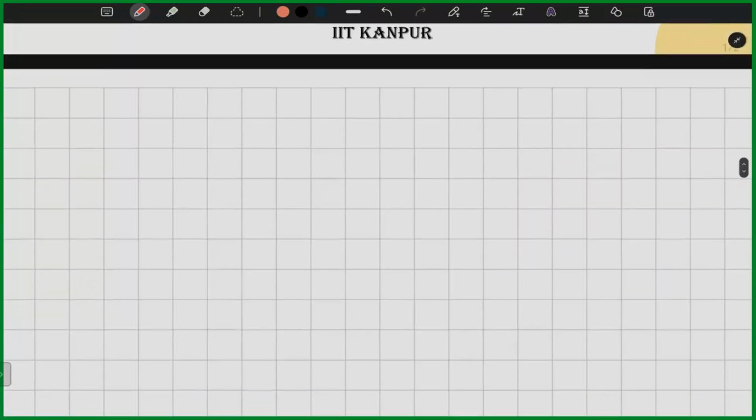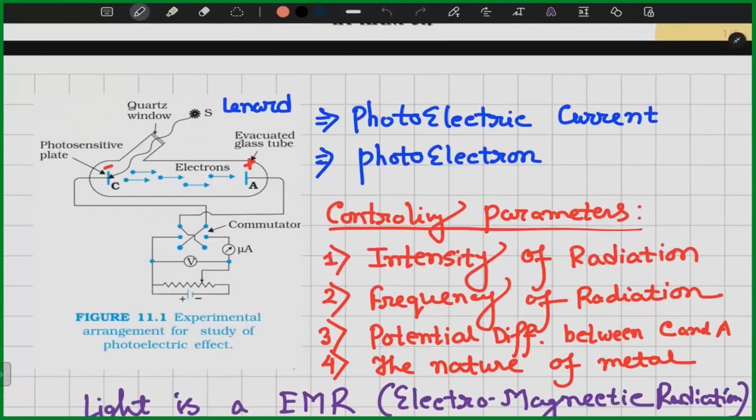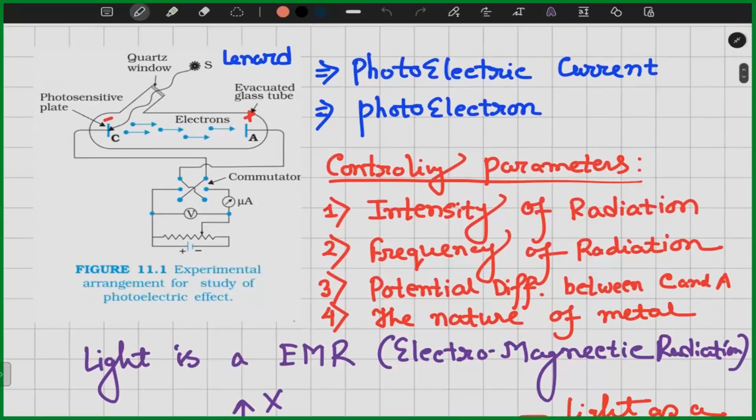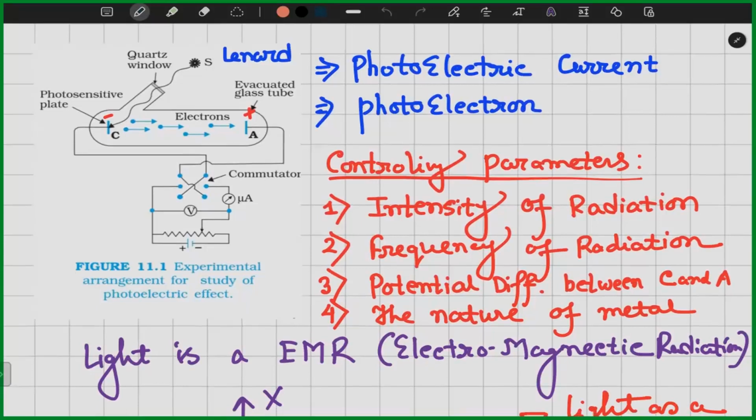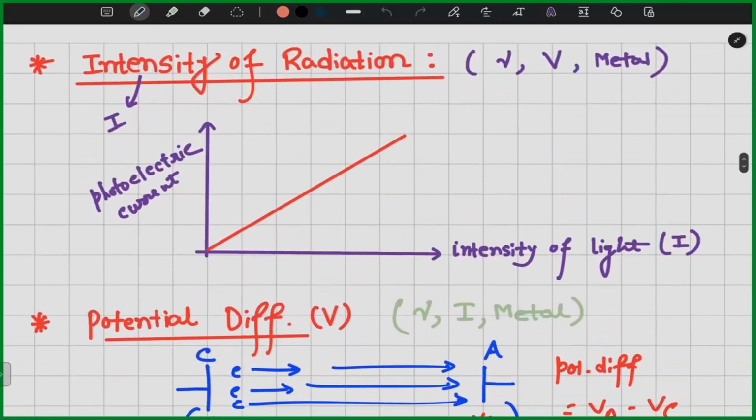So what was the observation we had? As we discussed yesterday, this was our photoelectric experiment, and these were the controlling parameters: the intensity of the radiation, the frequency of the radiation, the potential difference between the C and A metal plates, and obviously the nature of the metal. Now, our varying parameter was the intensity of radiation, but let us first explain the physical experiment.